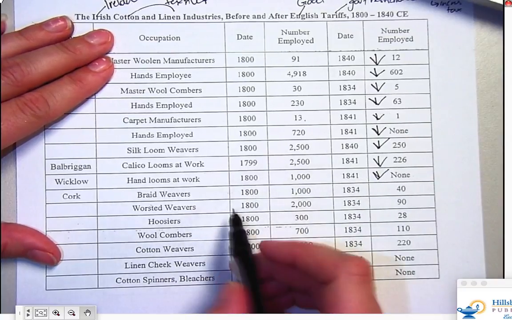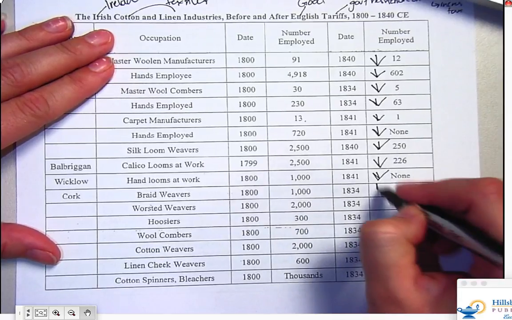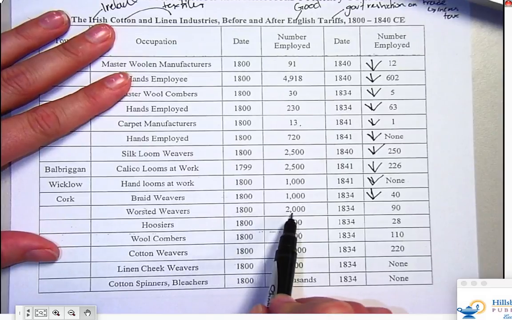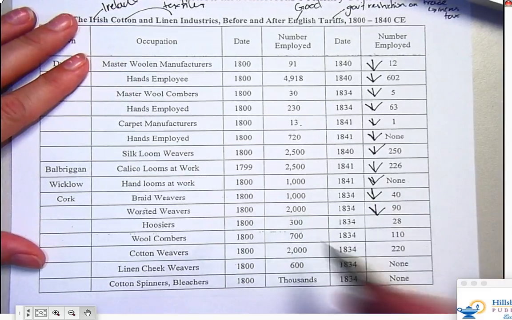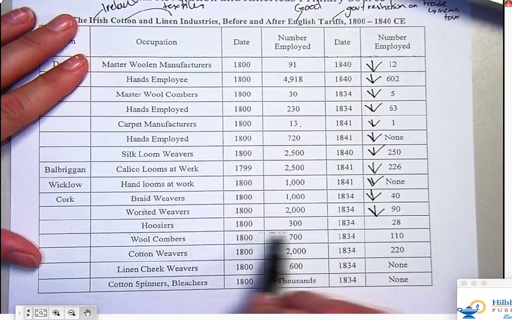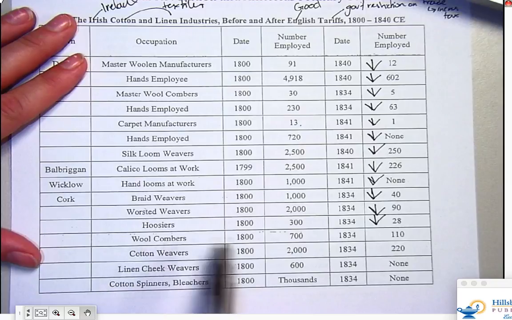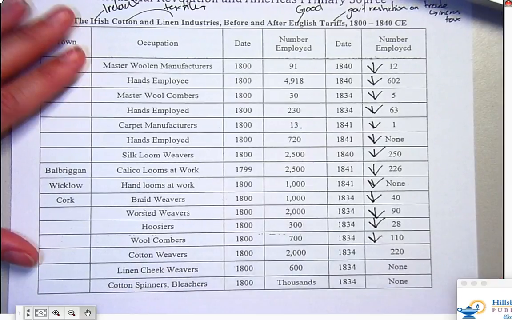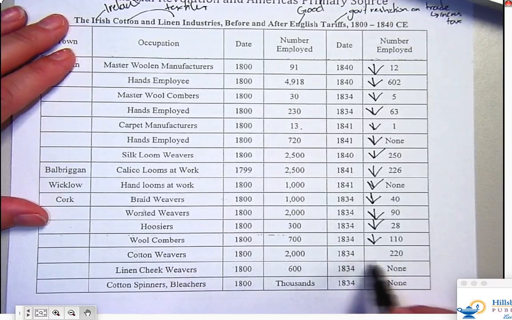Increase, decrease. Braid weavers, 1800, 1000, 1834, 40. Increase, decrease. Worsted weavers, 1800, 2000, 1834, 990. Increase, decrease. Hosiers, 1800, 300, 1834, 28. Increase, decrease. Wool combers, 1800, 700, 1834, 110. Increase, decrease. Cotton weavers, 1800, 2000, 1834, 220.